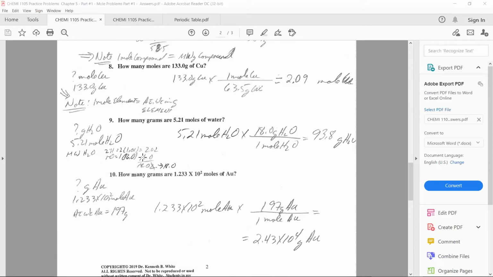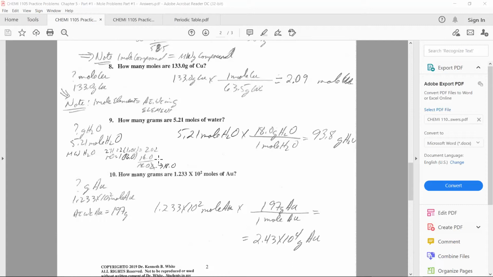The atomic weight of hydrogen is 1.01. The atomic weight of oxygen to 3 significant figures, 16.0. 2 times 1.01 is 2.02. 1 times 16.0, 16.0, get 18.02.